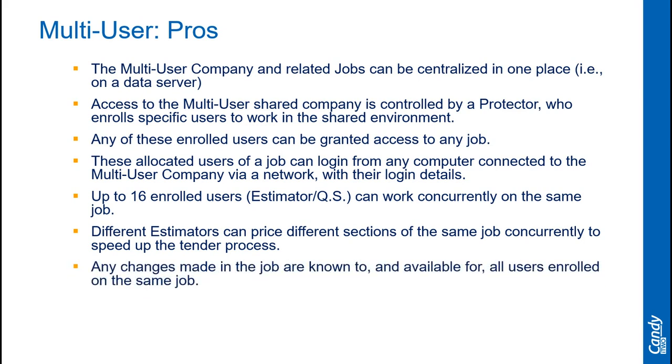Any changes made in the job are known to and available for all users. So Jay updated the price for the masonry items. He updated the productivity for the masonry item, and that information is available on that file live to me. So once he moves off that page, I can go and access that worksheet, or that updates the totals for my jobs and so on.